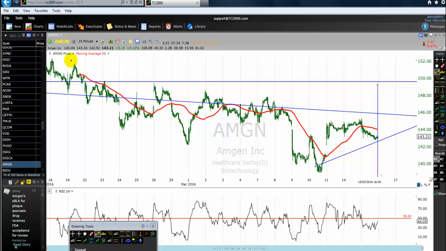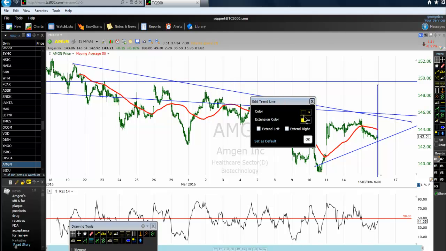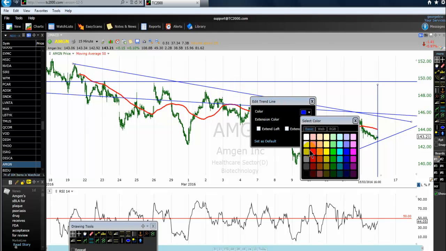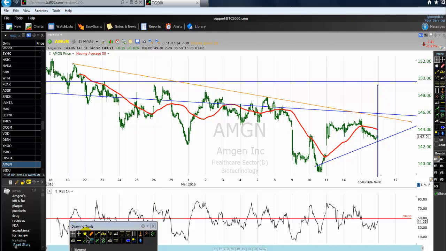Again, I keep drawing lines. Any time I change time frame, I draw a channel. So now I have too many lines on this chart. Okay, let's color this one orange. It's just to analyze the price action without violating the market patterns.